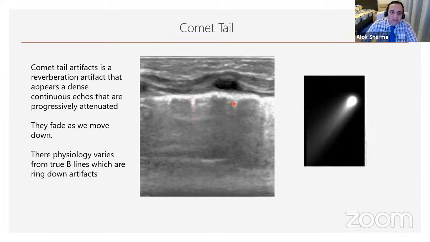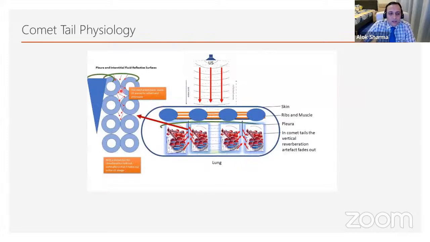And really what it is, is a collection of horizontal reverberations which create a vertical appearance, because you've got sound waves which are trapped between two highly reflective surfaces. So these are classical comet tails. Again, the pathophysiology of the ultrasound is the same. You've got these tetrahedrons through which sound waves are getting reflected back.